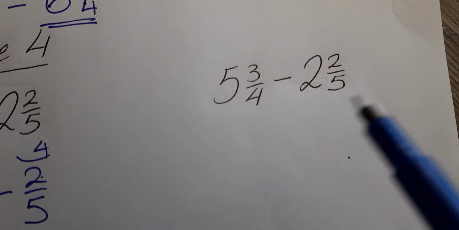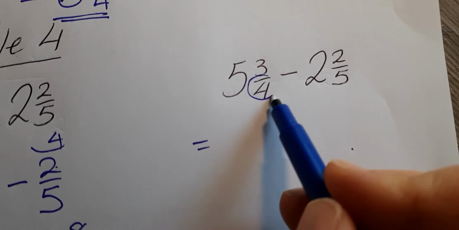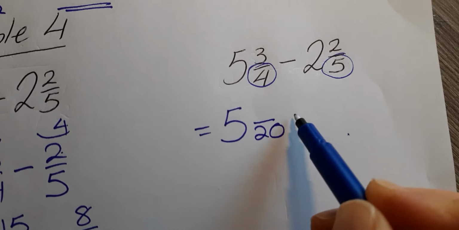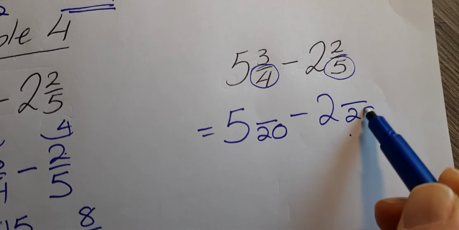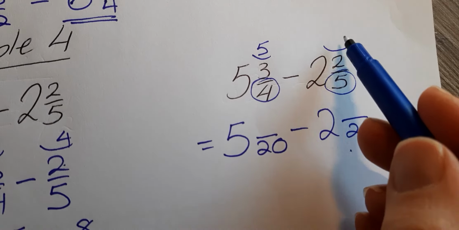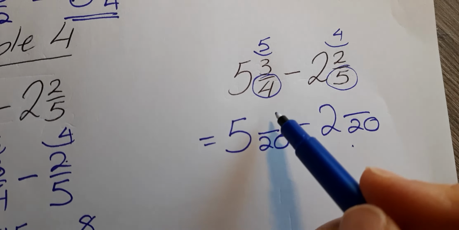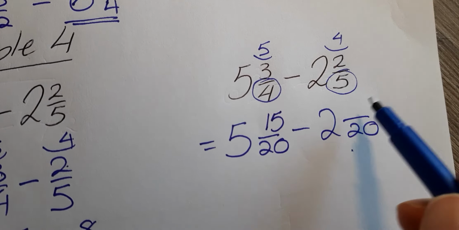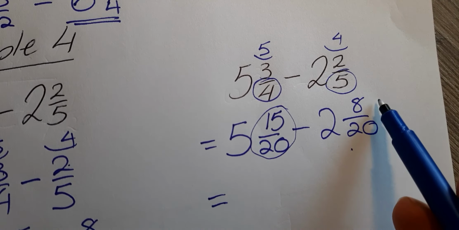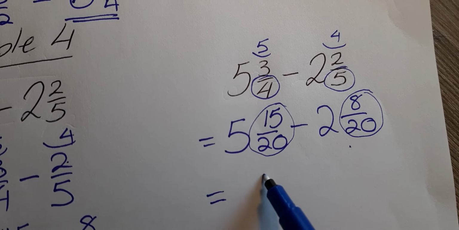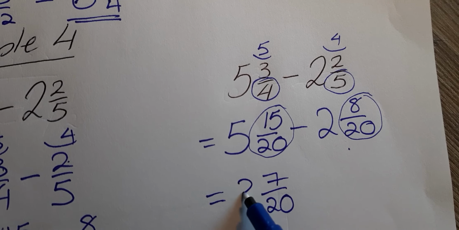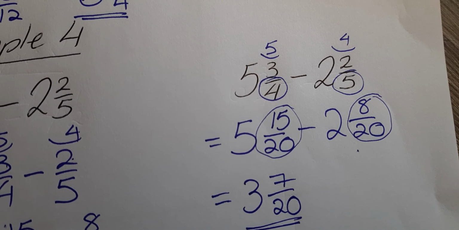And the variation on this, we notice the denominators are not the same. First of all, we will make them the same. So we'll make them both into 20ths. 4 goes into 20 5 times. 5 goes into 20 4 times. 5 times 3 is 15. 4 times 2 is 8. Do the fractions first. 15 20ths minus 8 20ths is 7 20ths. 5 minus 2 is 3. And that's it for this method.